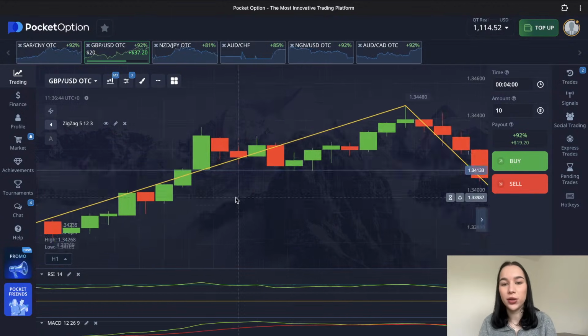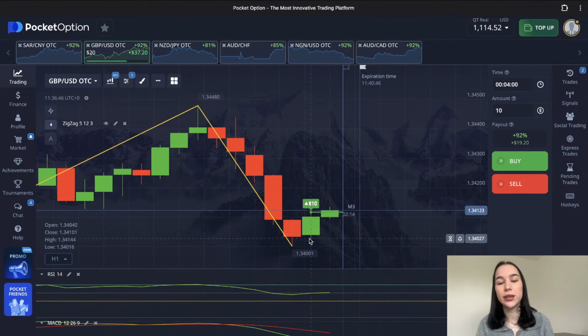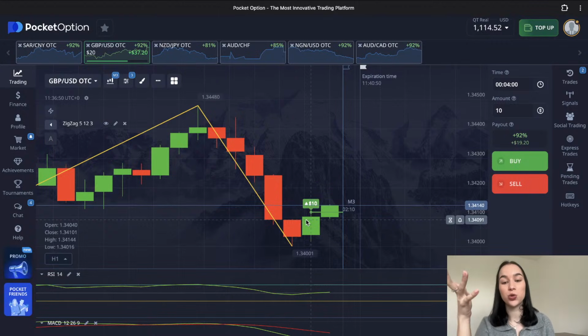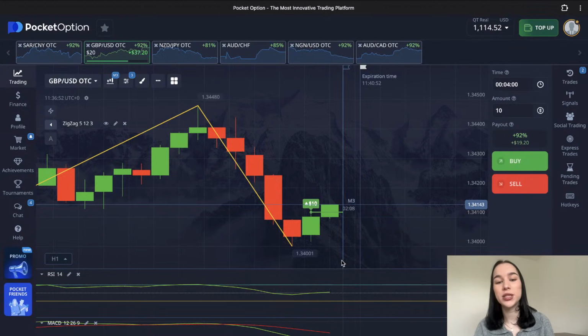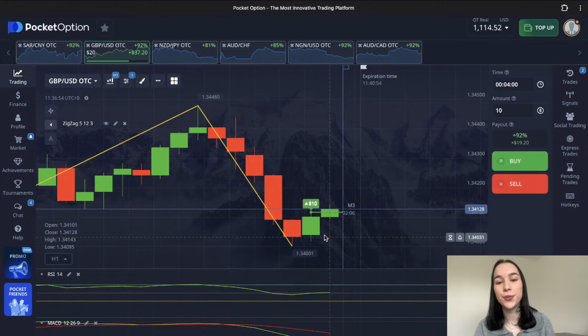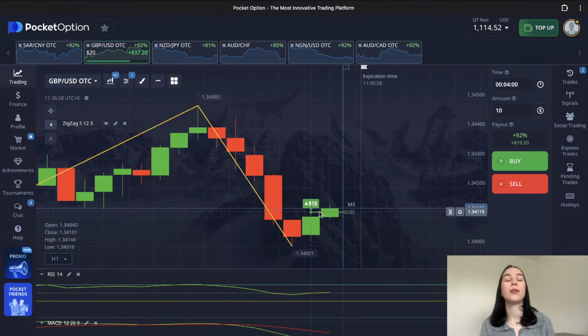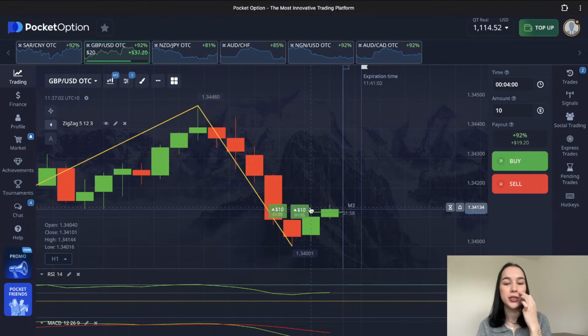So the green candle is covering the red one, showing that the buyers are stronger. Also, we can see how the RSI line started reversing in the upward direction. Also, we can see the second green candle appearing here in the chart. It's pretty obvious that it's going to be a corrective reversal here.